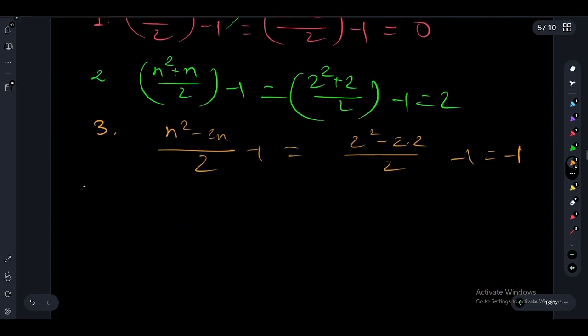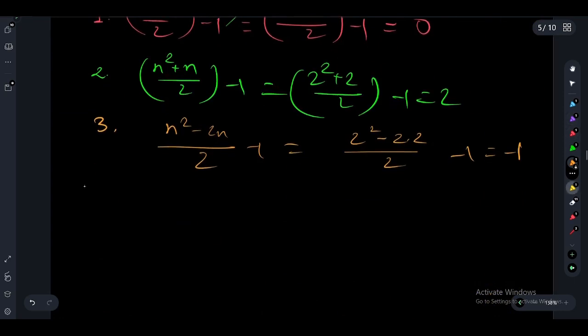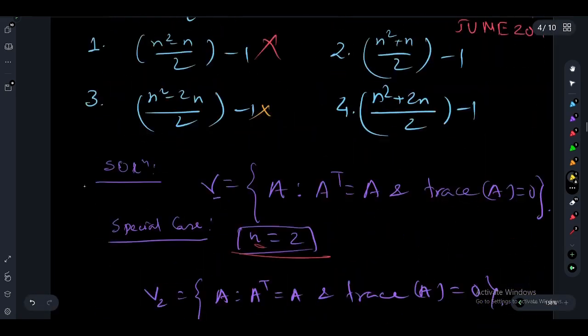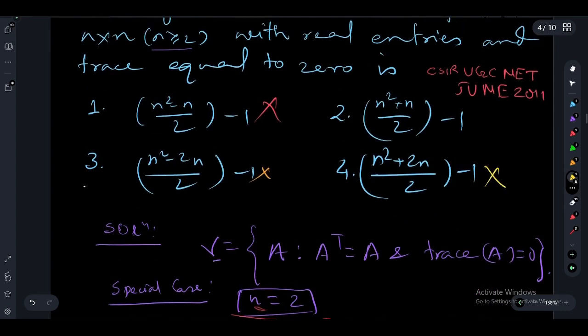Now option 4. For option 4 we have n square plus 2n by 2 minus 1. So in that case we have 2 square plus 2 into 2 by 2 minus 1. So we have 4, and 4 plus 4 is 8, divided by 2 is 4, minus 1. So we have 3. So this is also not a correct option for n equals 2. So we have seen that options 1, 3 and 4 are not correct, but 2 may be a correct option. So this must be the correct option, otherwise the question is wrong.